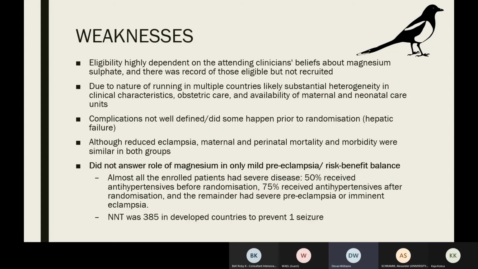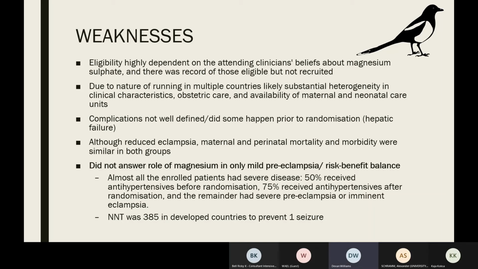So, coming on to the weaknesses, and this is also partly from a commentary in the Lancet, published 2 months after this paper. I think the main weakness of this is partly the high dependence on clinicians' belief about magnesium sulfate and recruitment into the trial, and the heterogeneity in the clinical characteristics as a side effect of just running across so many different hospitals. The complications that they had, I haven't really chatted about too much, but even in the paper, they were quite glossed over a little bit.